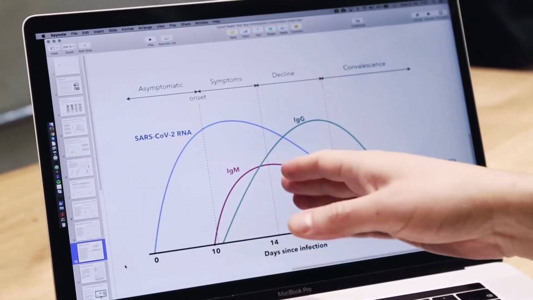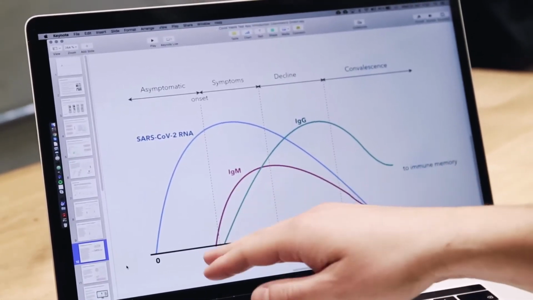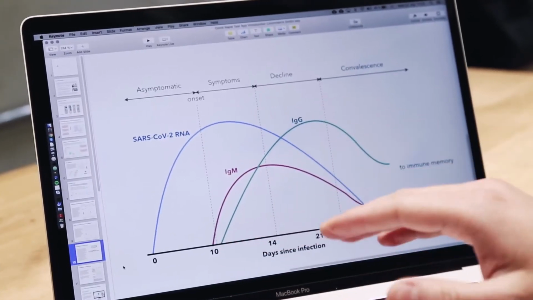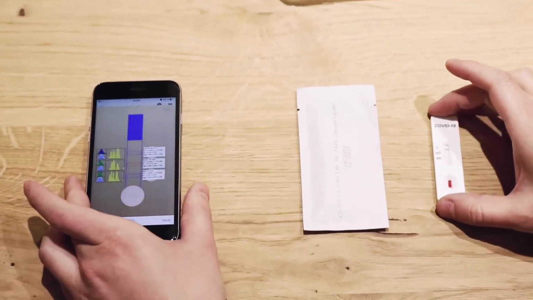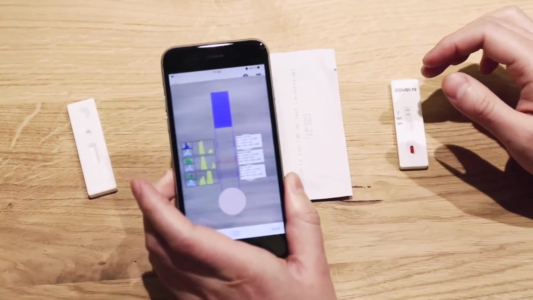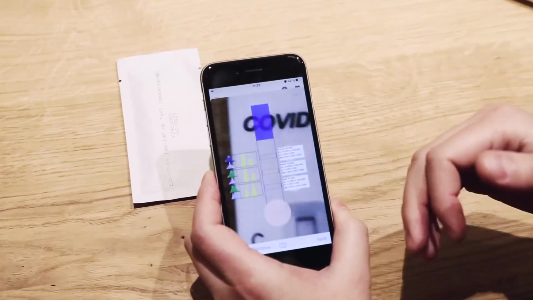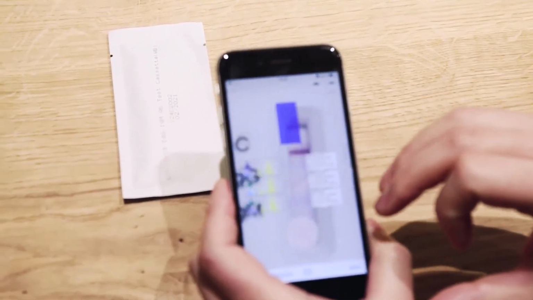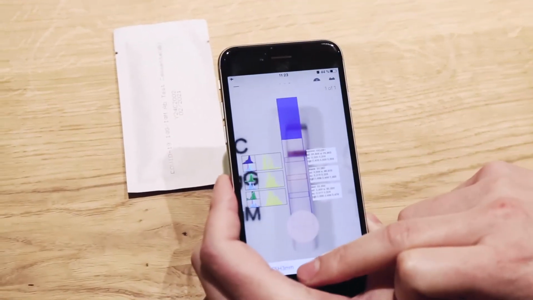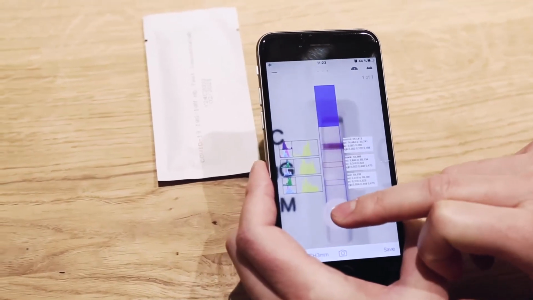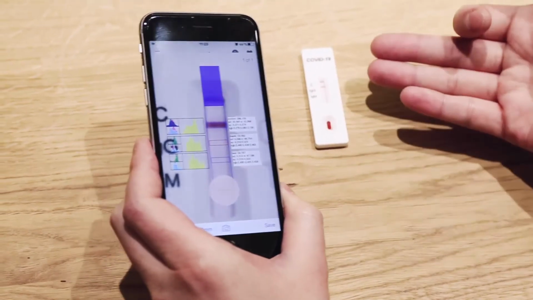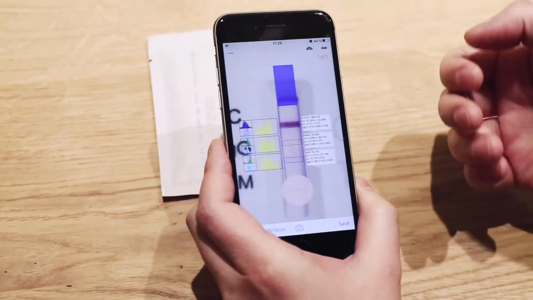Now I'm going to show you how our app can help interpret and read these test results. So here we have the app. It reads, in real time or not, the pixel information from the camera feed. We take a picture of the test and we can select where the lines are. In this case, of course, it's a negative result.